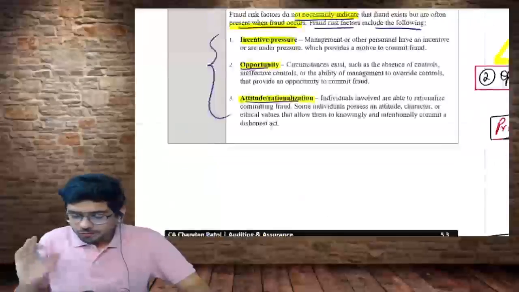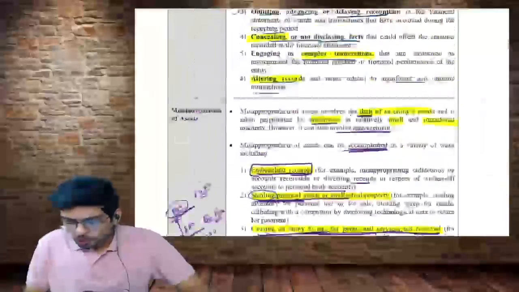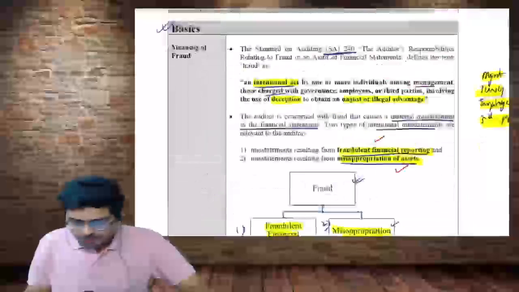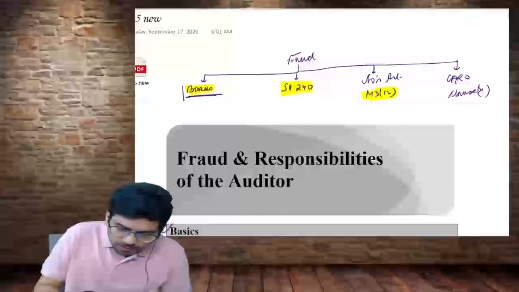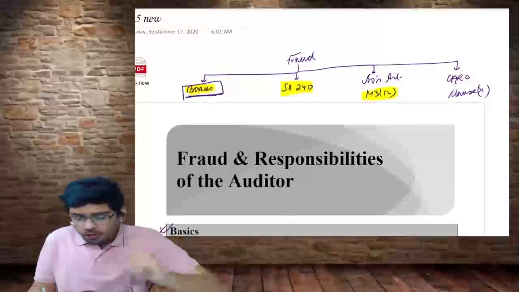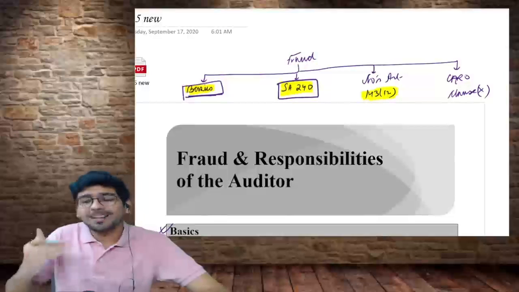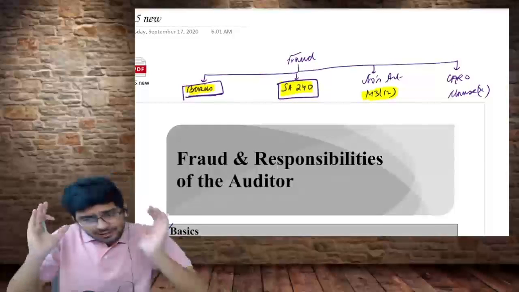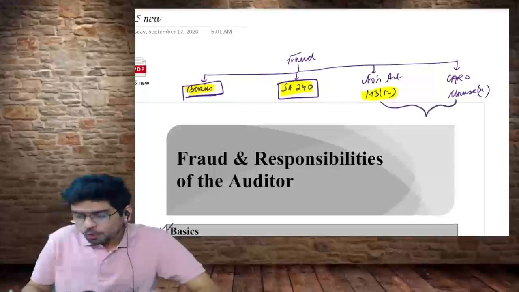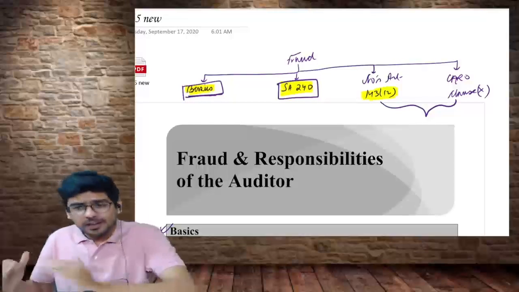In case of fraud, we have got 4 topics to cover, 4 major heads to cover. And what are the heads? Yes, we need to cover the basics, which we have already done. Now we are going to start with SA 240. But let me tell you again, guys, that with respect to fraud, we have certain more topics which we are going to cover in the later chapters.